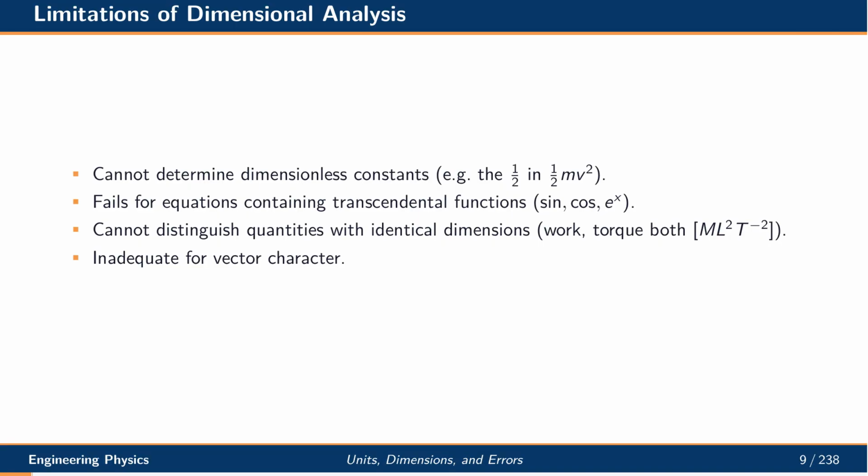Dimensional analysis is powerful but limited. It cannot determine dimensionless constants, such as the half factor in kinetic energy. It fails for equations containing transcendental functions like sine, cosine, or exponential. It cannot distinguish quantities that share identical dimensions, like work and torque. Moreover, it does not capture the vector nature of physical quantities. These limitations remind us to use the method as a check rather than a substitute.